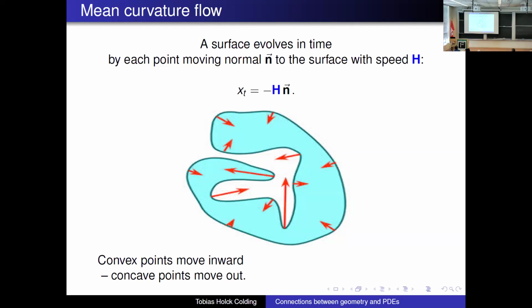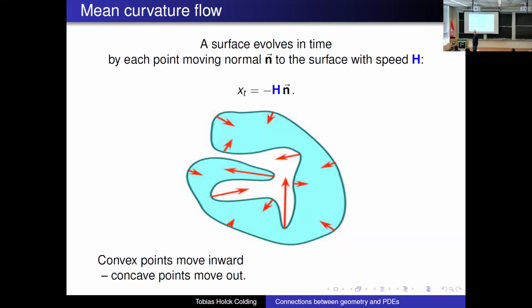So the mean curvature flow is where the surface is evolving in time, and the speed that it is evolving by is the mean curvature, and it's evolving normally to the surface. The time derivative, it's a little bit more complicated than this, but I would just state it like this: the time derivative of the position vector is minus the mean curvature times the unit normal, right? So remember that the mean curvature vector is the divergence of the unit normal.